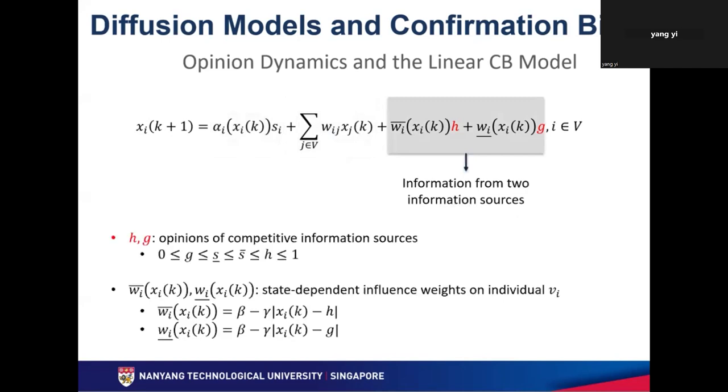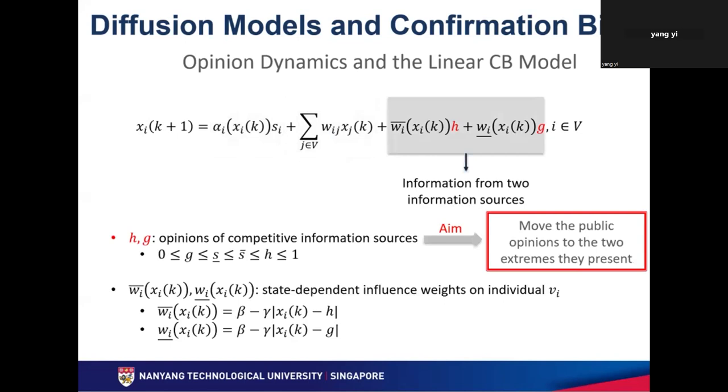So the H and G here, which I highlighted in red, are the opinions of the competitive information sources. The aim of these sources is to move the public opinions to the two extremes they present. Because there are two extremes, they are at both ends of the current public opinions. So as you can see the relationship here. And the influence these information sources have on the users is calculated by the state-dependent weight function here, the omega over bar and under bar.